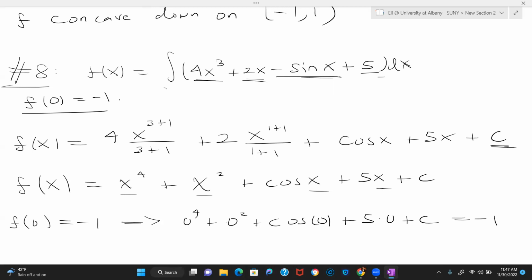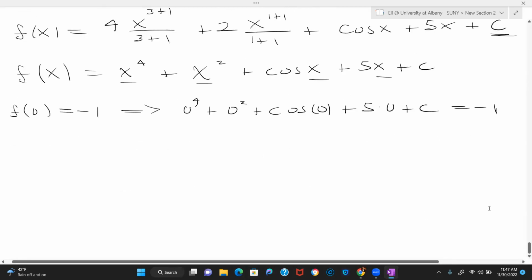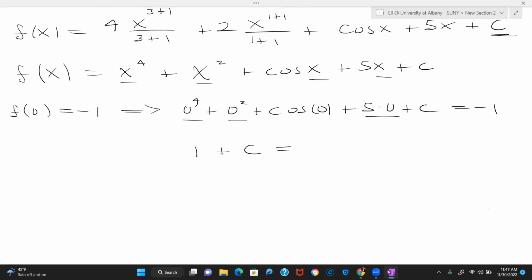As I said, some people had it backwards. They evaluated everything at -1, setting it equal to 0. That's not what this notation means. So this is 0, 0, 0, and the cosine of 0 is 1, and then plus c is equal to negative 1. So that implies that c is equal to negative 2. And that's it.